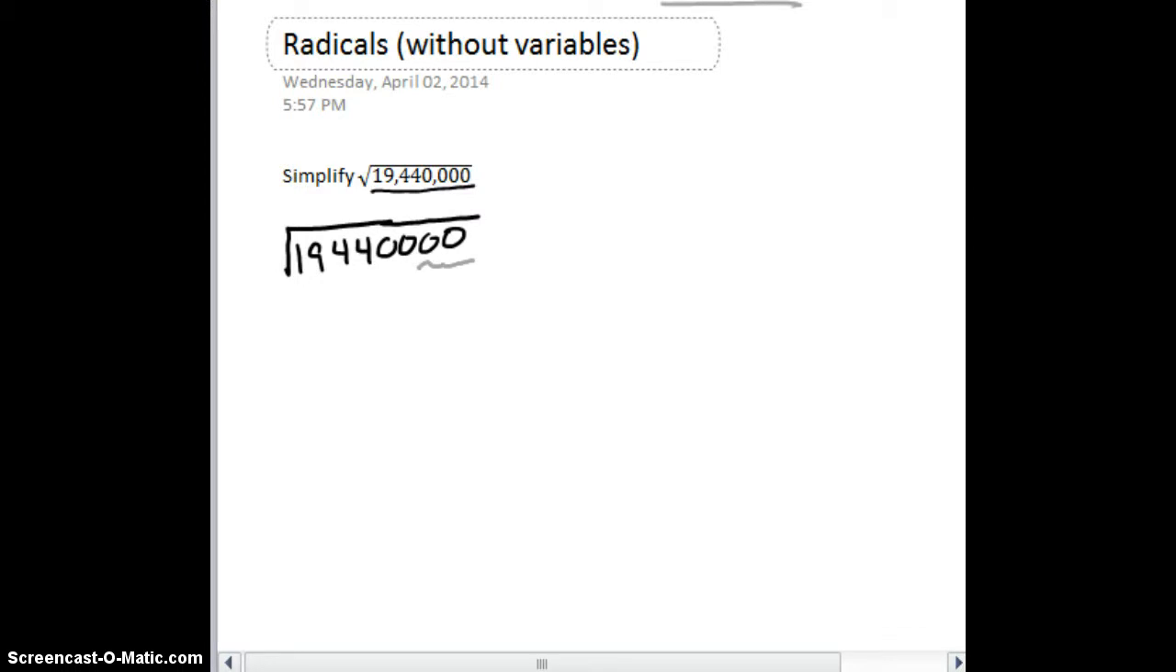The larger the number that you can see dividing into it, the easier this is going to be to figure out. So let's start out by taking our square root, and we're going to have 100 on the inside, but we're going to list it first. We're going to list our perfect square first, and then we have to list everything else that's along for the ride. So I ask myself, what times 100 will give me 19,440,000? And I just write whatever that number is. So I know that if I multiply these two numbers together, I will get 19,440,000.